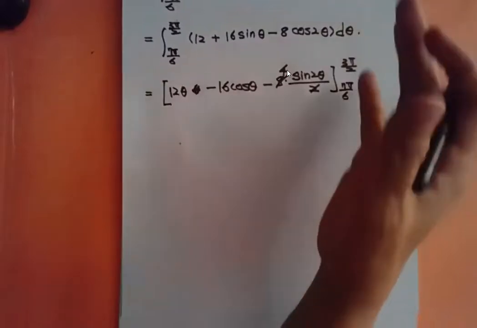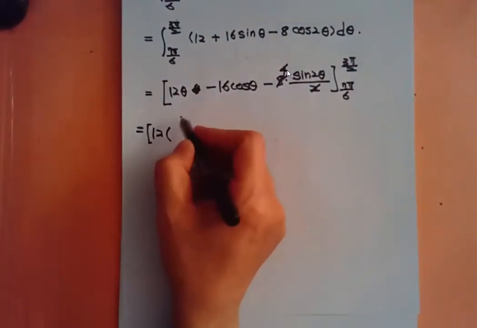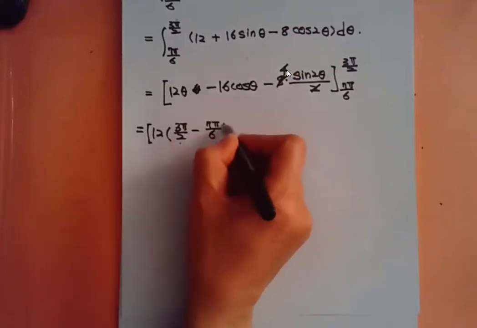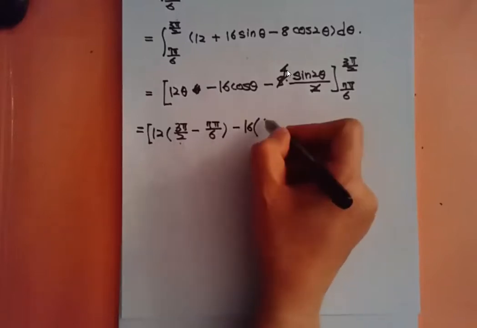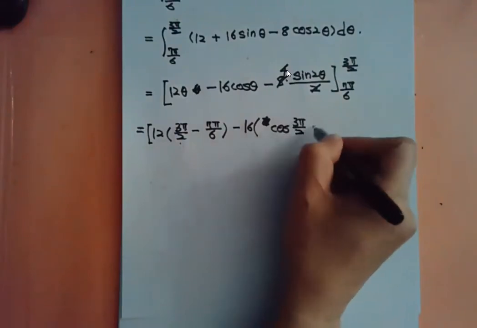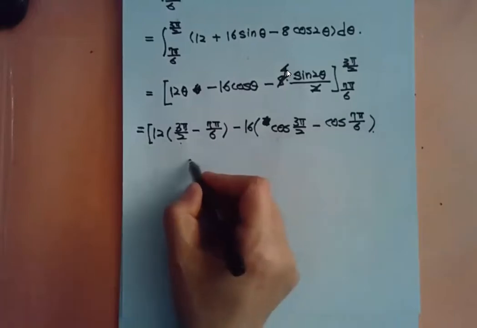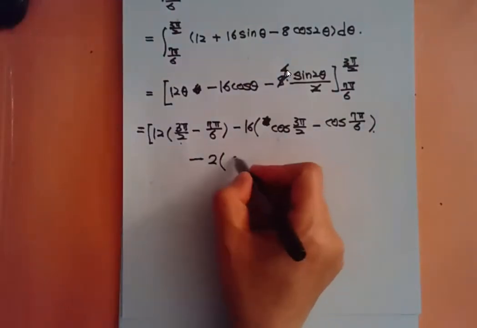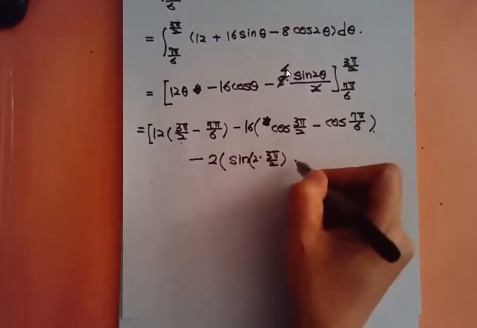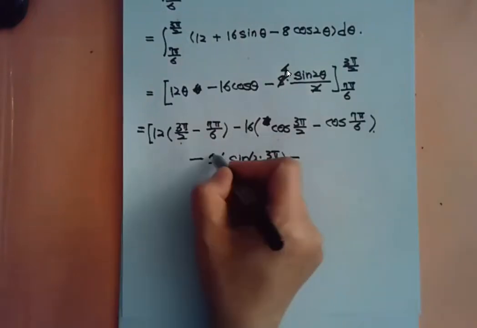And then we apply these. So this one is 12 times theta, which is 3 pi over 2 minus 7 pi over 6, minus 16 times cosine of 3 pi over 2 minus cosine of 7 pi over 6, minus 2 times sine of 2 times 3 pi over 2 minus, this is 4, right?